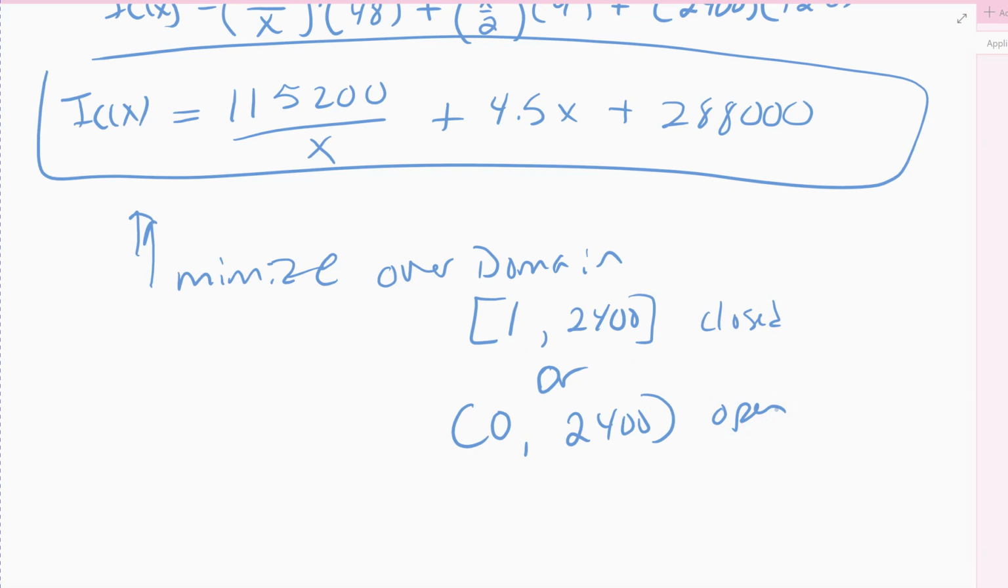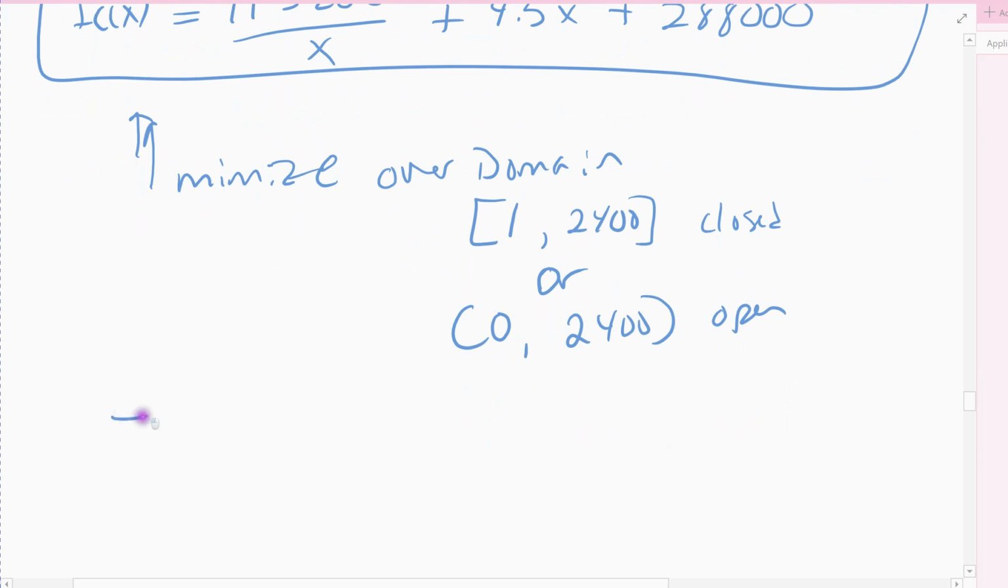And then you're never going to ship all of them at once, right? So somewhere between all of them and none of them should be your optimum value. And you can either do open or closed. One of those two, those are the two domains that are acceptable. Either one at a time to all of them and anything in between, or 0 to all of them, but not including 0 because you can't, and not including shipping all of them. So open or closed. That means when you test it, you can test it either way.